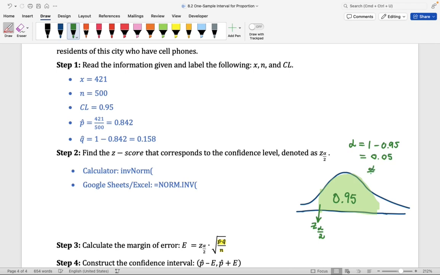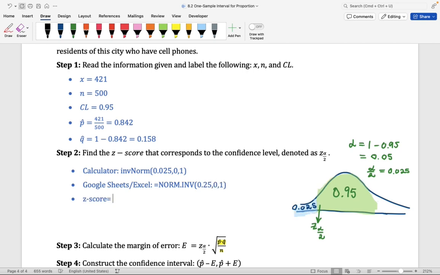Now, alpha divided by 2 is equal to 0.025. I took 0.05 divided by 2. That's how I got 0.025. So the area here below the C-score we're trying to find is 0.025. So when we're using these functions on the calculator, Google Sheets or Excel, we're going to need to provide the area 0.025. That is the area below the C-score we're trying to find. The mean is going to be 0 and the standard deviation is going to be 1. That is going to be the case for both functions.